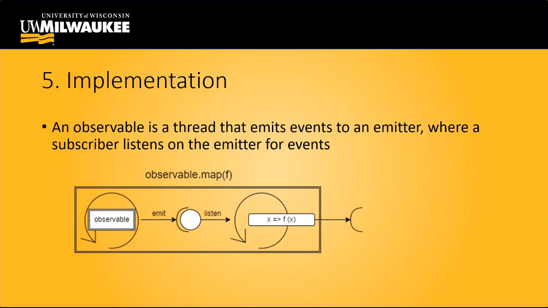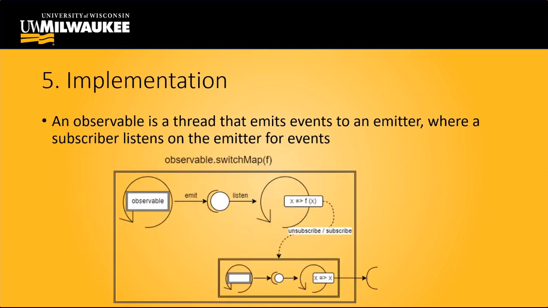The implementation of map observable is very similar, where the events from the source observable are mapped to a function f, and the results are re-emitted. The implementation of switch map is to spawn a new thread to represent a new child observable each time the source emits, while canceling the thread of the previous child observable.